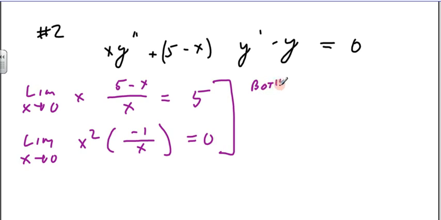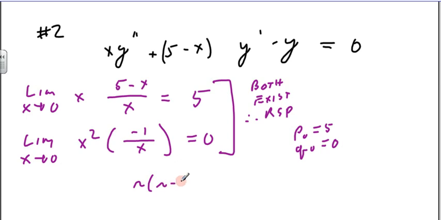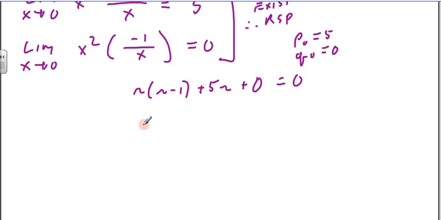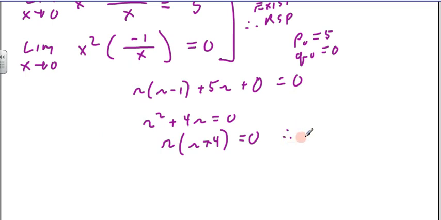Both exist. Therefore, we have a regular singular point. Our P0 is 5 and our Q0 is 0. And we have r(r minus 1) plus 5r plus 0 equals 0, which will tell us what our r's are. So I have r squared plus 4r is equal to 0, r(r plus 4) is equal to 0. Therefore, I can tell you that my r's, if I have any solutions at all, are going to be 0 and minus 4.